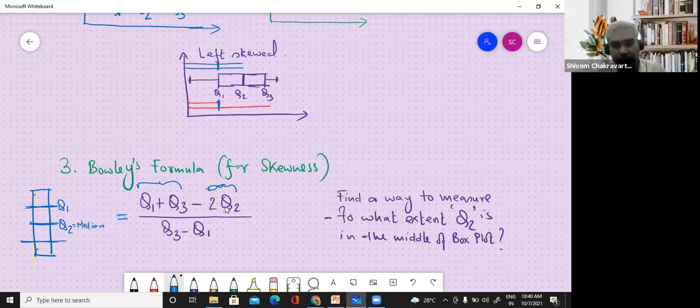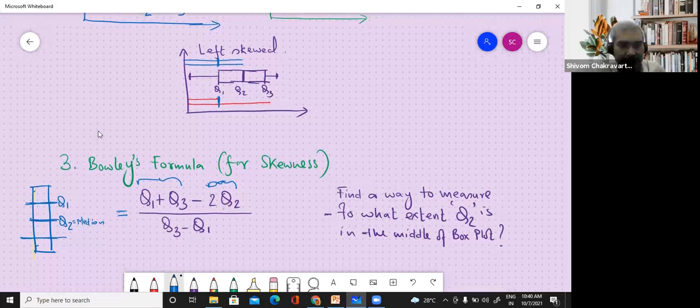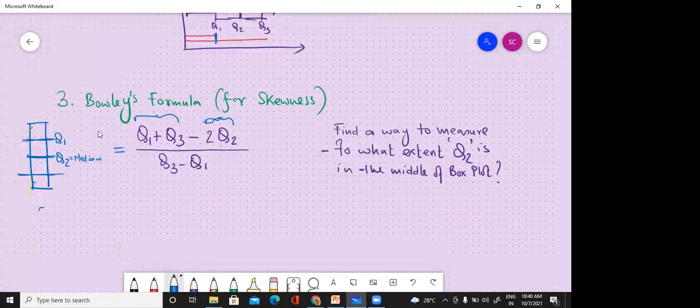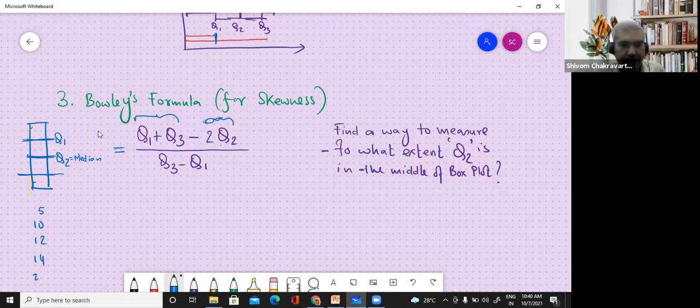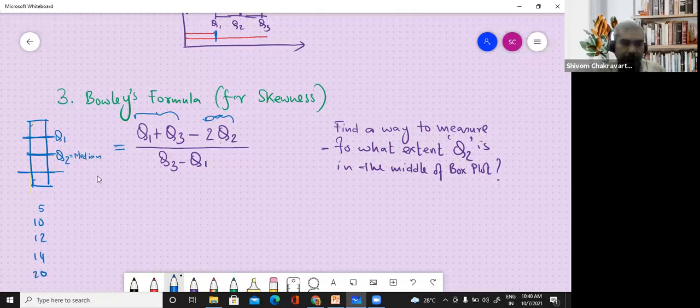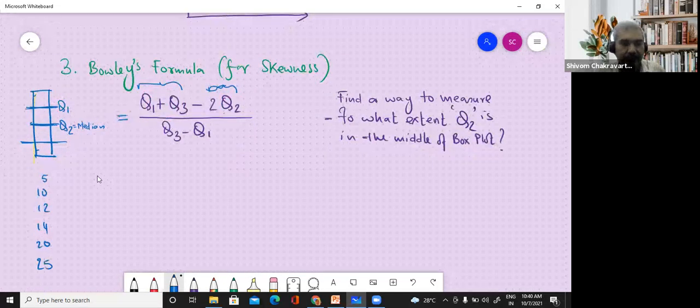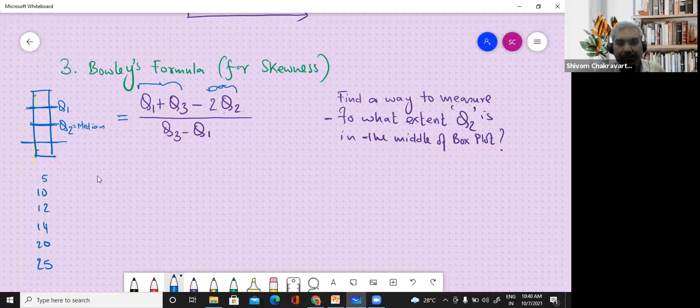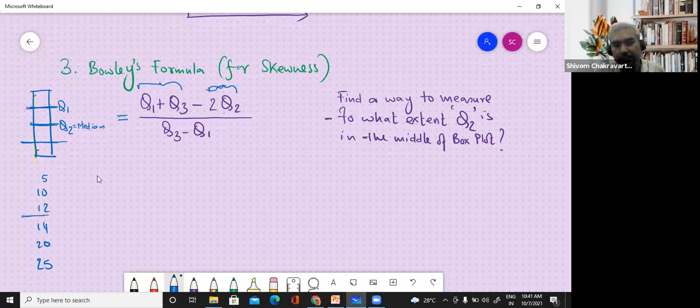These are all numbers. Okay, let me take numbers actually. So 5, 10, 12, 14, 20, 25, like this. So we have a set of numbers. These are 6 numbers, so we will divide these into 2 halves. These are already arranged in ascending order. So we will divide this into 2 halves. So the midpoint will be here.